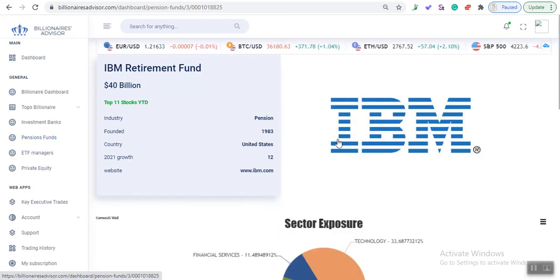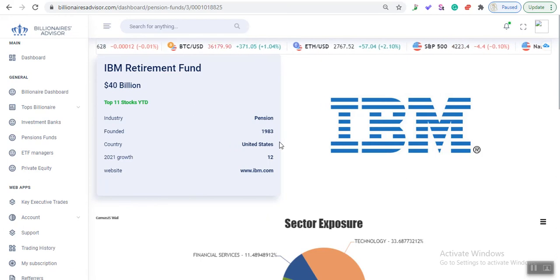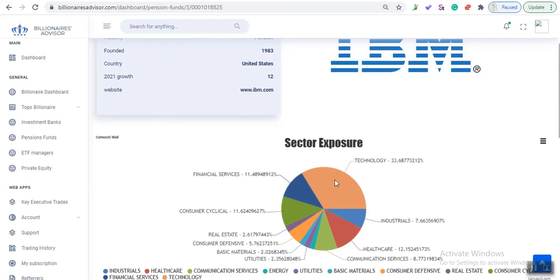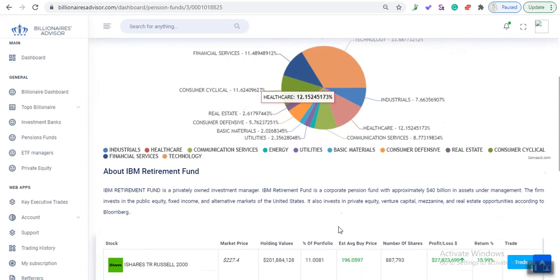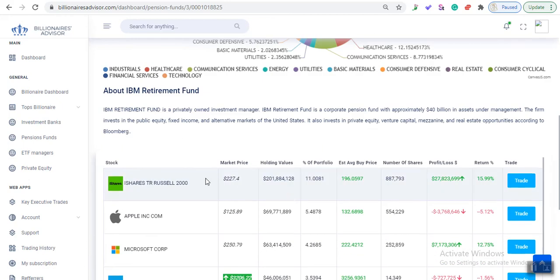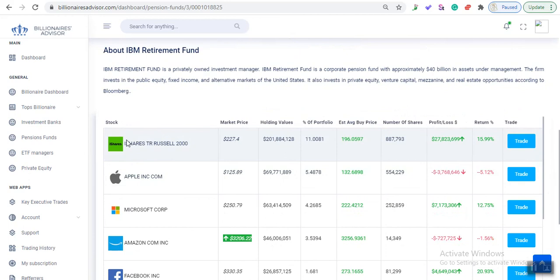As you could see, IBM Retirement Fund. With the IBM Retirement Fund, they're heavily invested in technology, financial services, and industrial stocks, and healthcare. You'll realize that IBM has 40 billion US assets under management. Their largest holding is iShares TR Russell 2000.